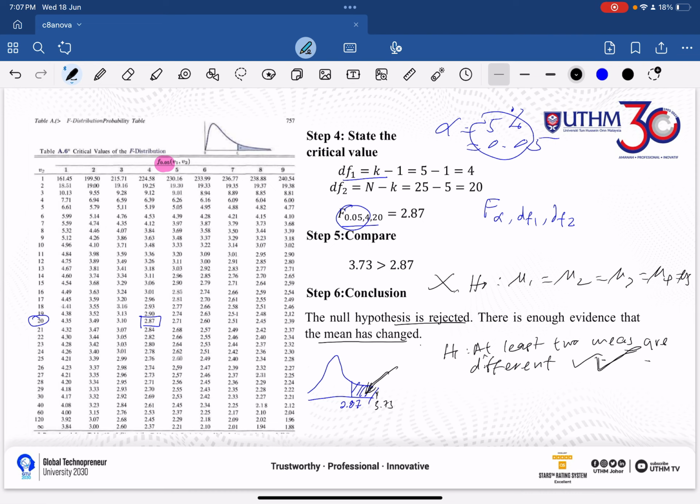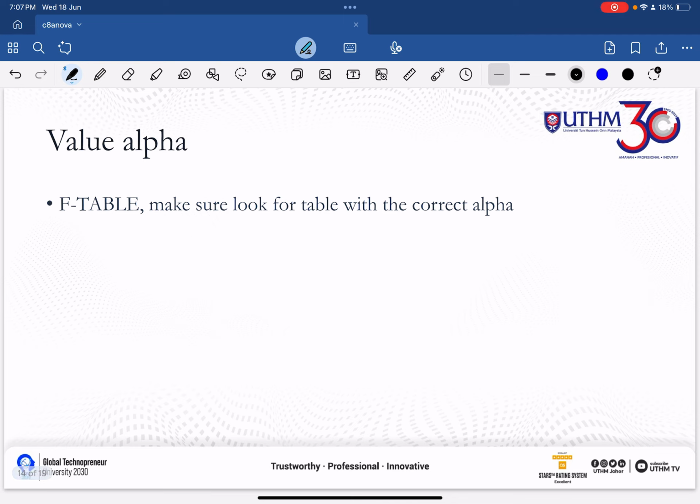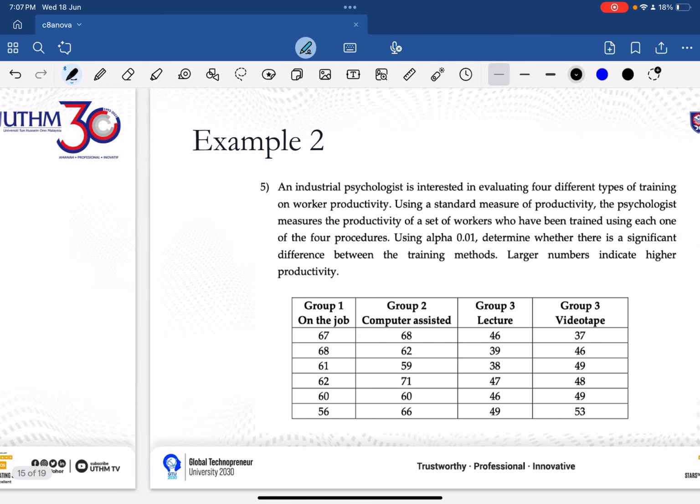So it's a long process, many steps, but please do exercises. Please do the exercises from the tutorial. You have tutorial questions, so please do that before the exam. Like I said, for the F table, make sure you look for the table with the correct alpha.